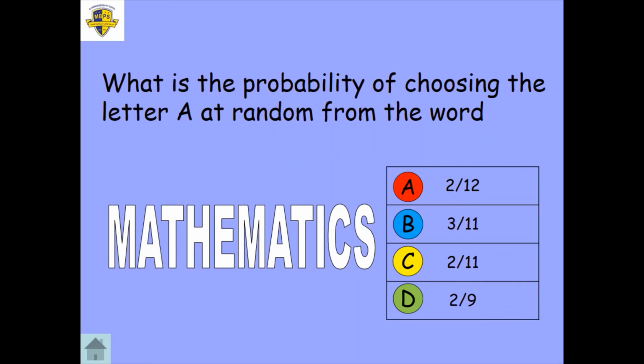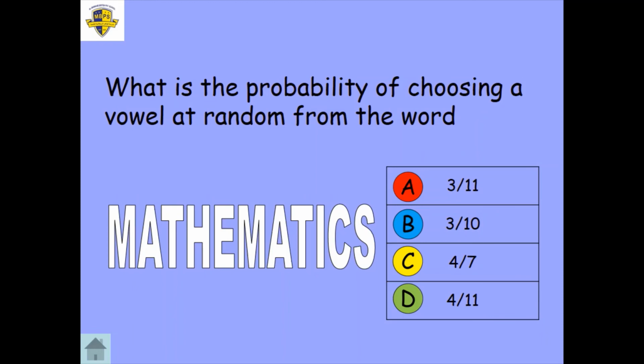Another example, what is the probability of choosing the letter A at random from the word mathematics? Look at the word mathematics. We have two A's in mathematics, right? 2 out of how much? Yes, 2 out of 11. So the probability of the letter A is 2 over 11.